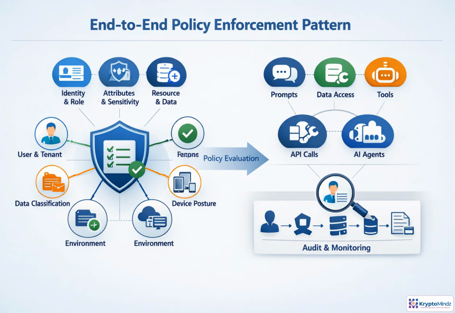The pattern is to centralize the decision, then distribute enforcement everywhere the AI system can act. A policy decision point evaluates who the user is, what they are asking for, how sensitive the resource is, and the runtime context. Enforcement points apply that decision at prompt handling, retrieval, tool use, API access, and agent execution. Audit records then connect intent, model behavior, tool calls, and data access into one traceable chain.